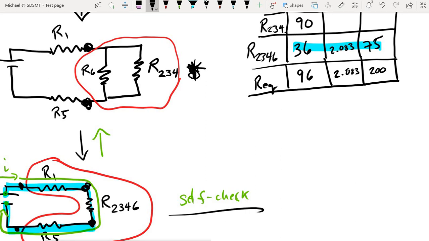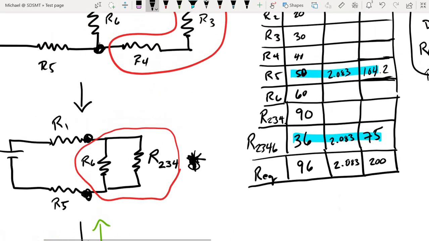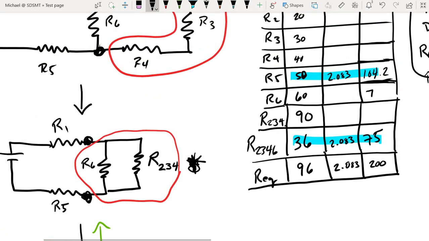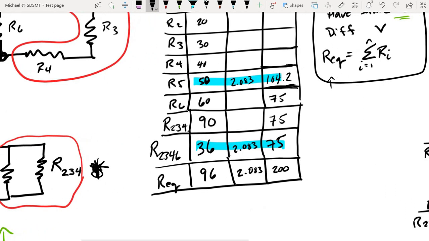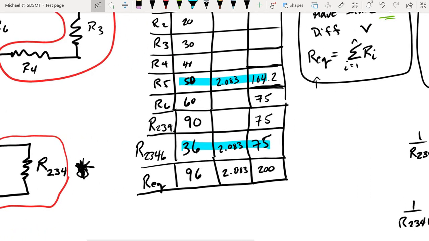And so that same voltage now has to be applied to the individual resistors that made resistor 2, 3, 4, 6. In other words, resistor 6 and resistor 2, 3, 4. So this time around, we're not solving for potential, we're solving for current. I want to know how much current is running through each of these resistors.